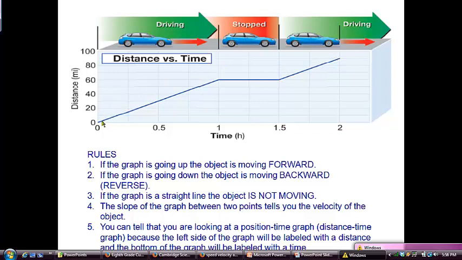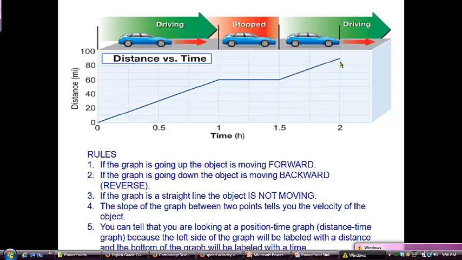So again, when the graph goes up, it means the car, or the object, is moving away from the origin. If the graph were to go down, it would mean it was moving towards the origin. It's going backward. If it's straight across, it means that the object is standing still. And you can take the slope between any 2 points to figure out how fast the car is going at that time, or what its velocity is.